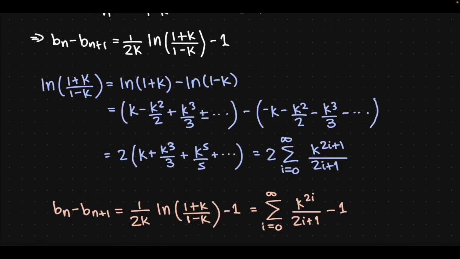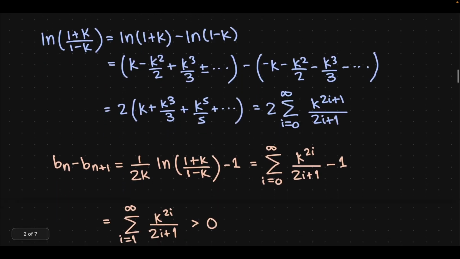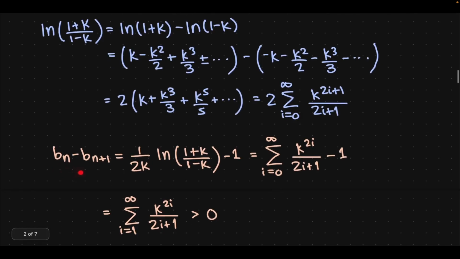So we notice we have 2 times just the odd terms. That means k plus k cubed over 3 plus k to the 5 over 5 plus dot dot dot, which we can write nicely in a compact form: 2 times the sum from i equals 0 to infinity of k to the 2i plus 1 divided by 2i plus 1. Okay, fair enough. We can substitute all of this back into the bn minus bn plus 1 relation.